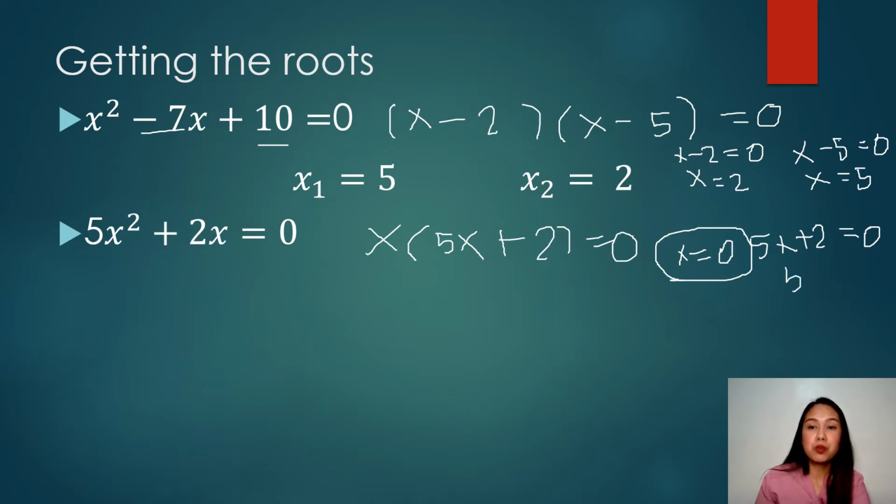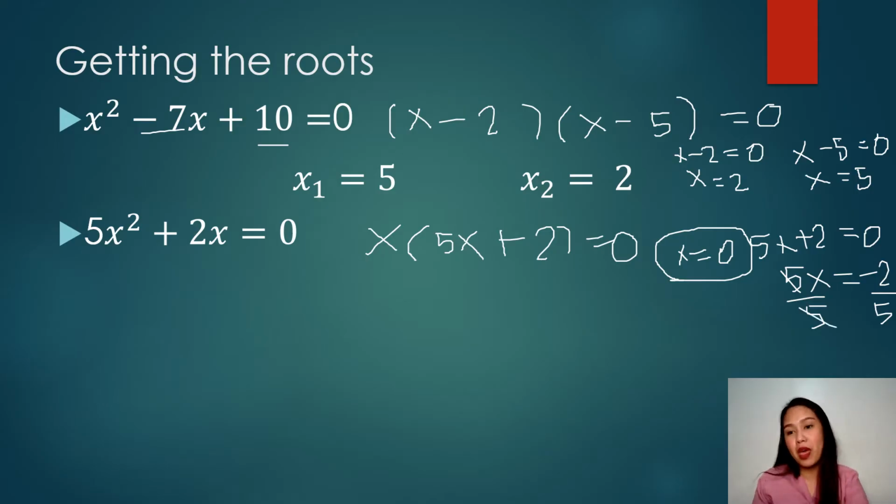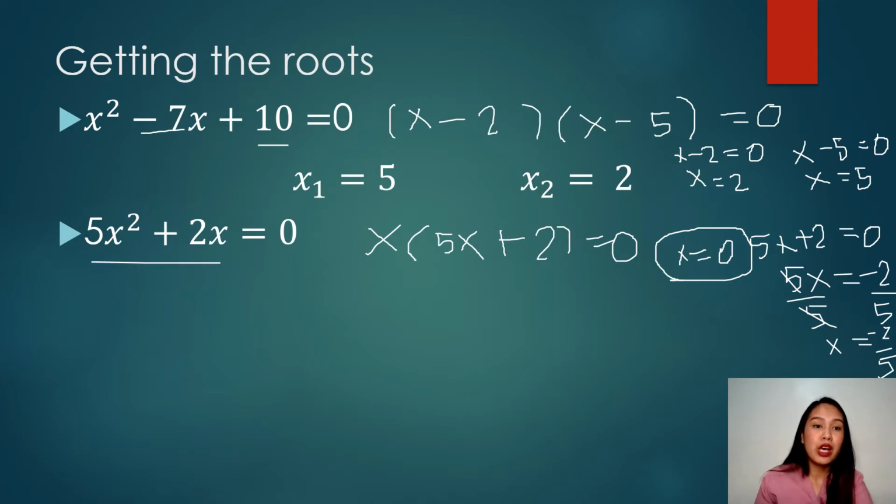So transpose positive 2, we'll have 5x equal to negative 2. It becomes negative because you have transposed it to the other side. Divide both sides by 5. We'll be able to cancel 5 from x. So we'll be left with x is equal to negative 2 over 5. Therefore, the two roots of 5x squared plus 2x equal to 0 are 0 and negative 2 over 5.